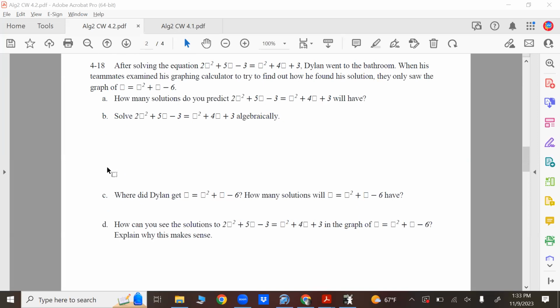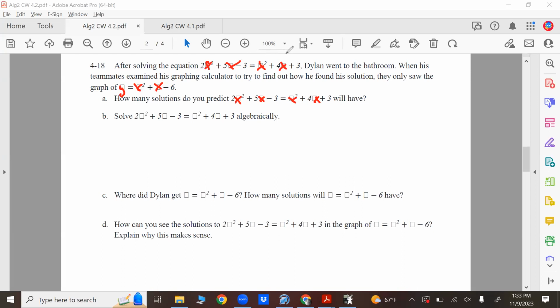Okay, this I'm going to actually have you do in your table groups, and I'll walk around and help you out. So you got two things here. You got 2x squared plus 5x minus 3, x squared plus 4x plus 3. So after solving, Dylan went to the bathroom. When his teammates examined his graphing calculator, they only saw y equals x squared plus x minus 6. That's because he moved everything to one side. So how many solutions do you predict this will have?